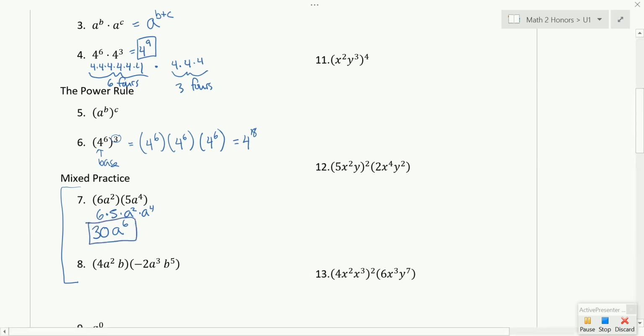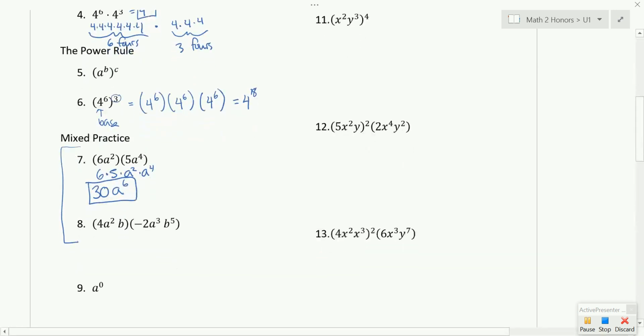Anybody else feel comfortable sharing what they got with number 8? Yes. And what's your name? Alex. Thank you, Alex. That's correct. And here, again, you can rearrange things. You have the 4 times the negative 2.